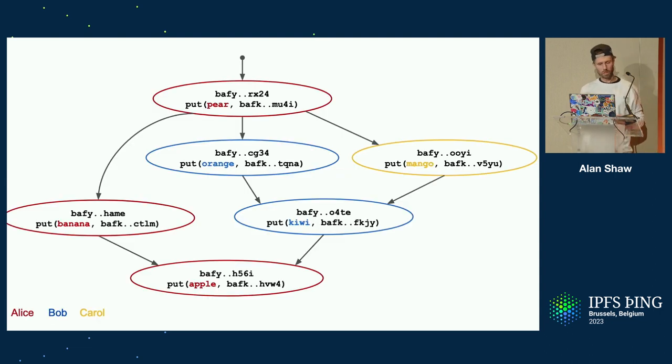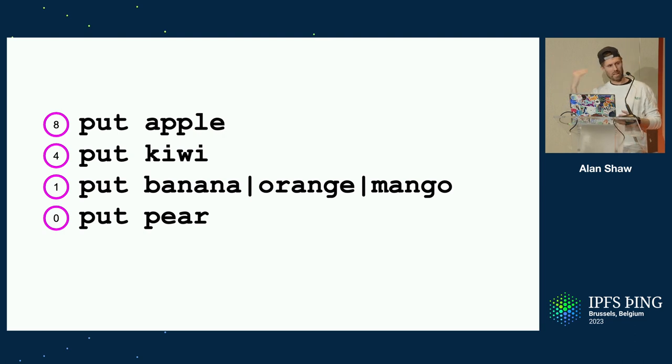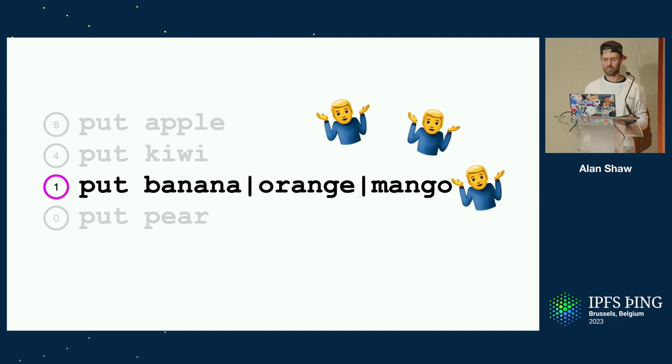Well, one thing we can do is order by weighting the nodes. We can start from the top and work our way down to the common ancestor from all of these events and assign them each a weight. We can have 0s, 1s, 2s, and 3s as you walk down the tree. And then you end up with something that looks like this. Apple happened first, kiwi happened second, banana, orange, or mango happened next, but then pear. So we still have something to figure out. That kind of sucks. What do we do here? We've figured some things out, but not all of them.